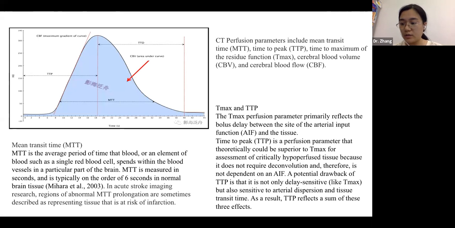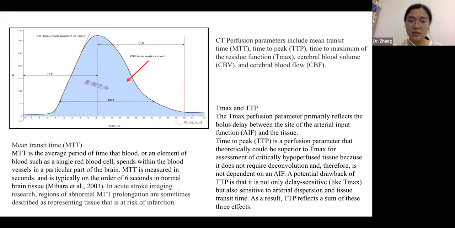We all know that when stroke patients come to our emergency department, we need to quickly diagnose if he has a severe stroke. So we would like to choose a faster way to do the imaging, and CT perfusion is very suitable because CT perfusion can show the perfusion deficit in stroke patients, and it's much faster than MR perfusion.